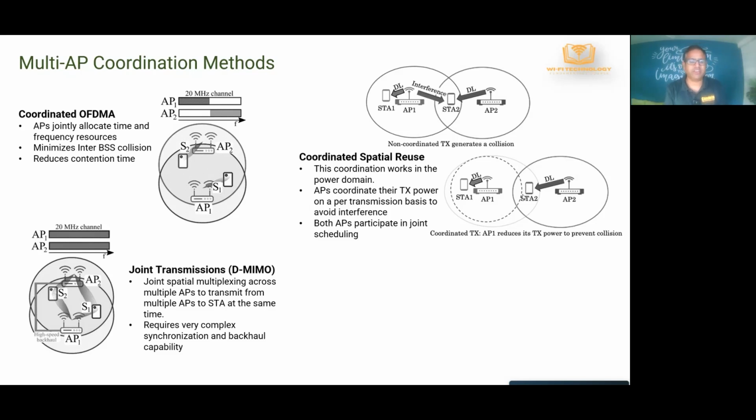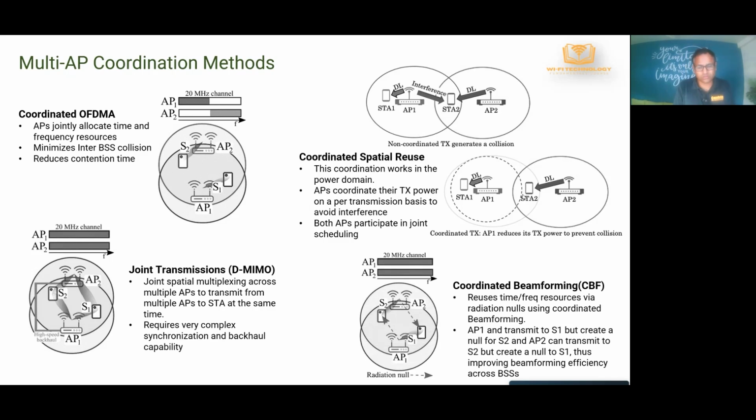It can make the medium use very efficient. It can make it a lot less error prone, and it can definitely improve your signal to noise ratio and reduce interference. But to implement that, it's going to be extremely complicated. You can also do coordinated beamforming, where AP1 can communicate with station 1 and AP2 can communicate with station 2 in such a way that the AP is beamforming the signal towards station 1 and creating a null towards station 2. That way, there is no interference.